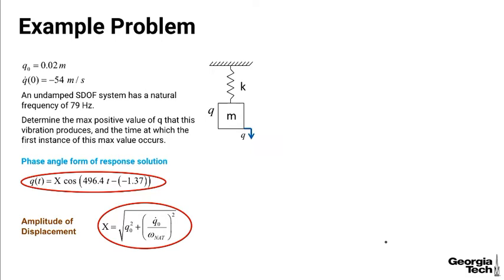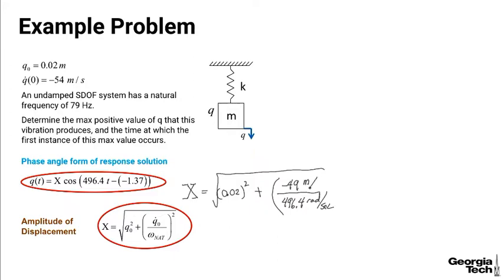We have capital X then equals the square root of q sub 0 squared, so that's 0.02 squared, plus the quantity q dot 0, which is minus 49, and I'm leaving the units off this time. The units come out to be meters, but we divide that by the omega natural, which was 496.4 radians per second. Let's go ahead and put the units in, actually.